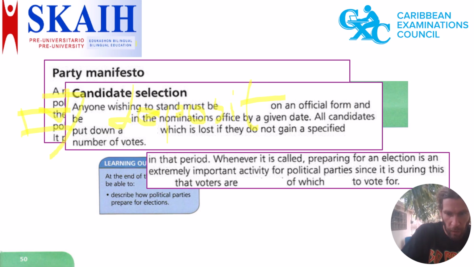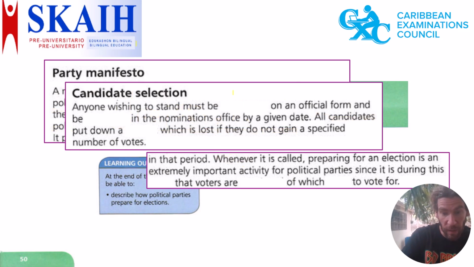So all candidates must put down a deposit which is lost if they do not gain a specified number of votes and are not elected into parliament. If they are not elected into parliament, they lose this deposit, unfortunately for them. Like we say in Dutch, helaas, pindakaas.